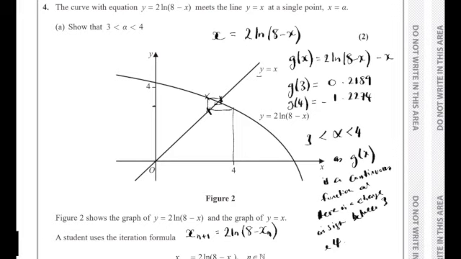You can see that this is cobwebbing. It's a cobweb, isn't it? It's spiraling in on the intersection. Therefore, it's going to give me a solution. And that's really what you need to explain to the examiner. I would draw on this graph to show that you've used the graph.